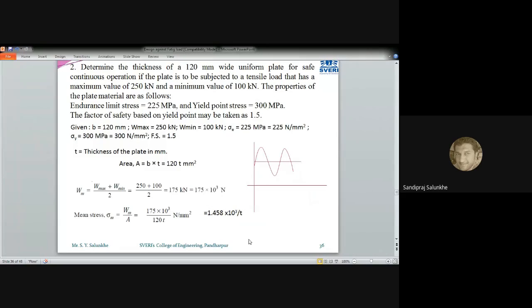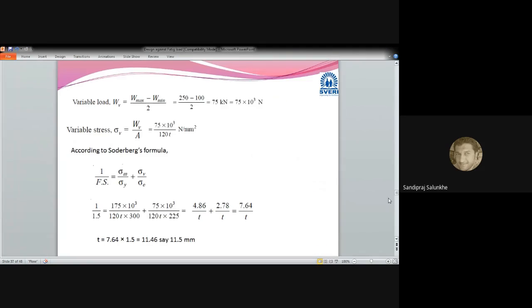Okay. This value which we have got is the mean stress. Now we have to calculate the variable stress. That variable stress value is calculated as the maximum stress minus minimum stress, divided by 2. So maximum stress is 250 minus minimum stress 100, divided by 2. That will be 75 kilonewton, and that will be 75 into 10 raised to 3 Newton.